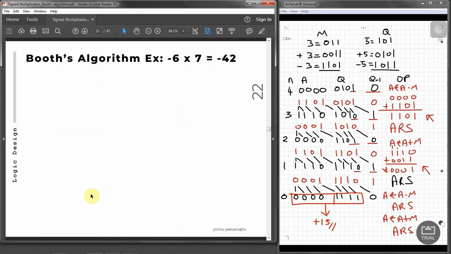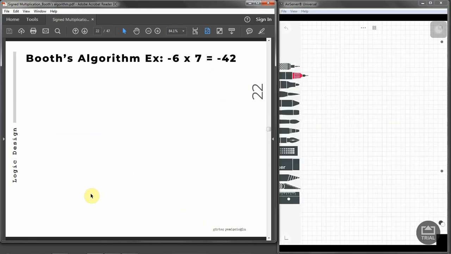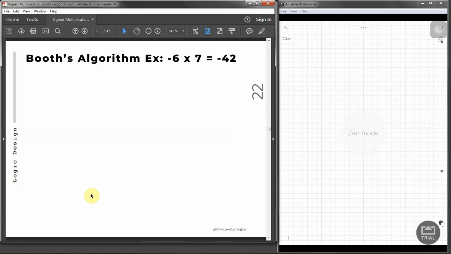Now, the next example is minus 6 times 7. Now, if you perform minus 6 times 7 with an ordinary multiplication, binary multiplication that we have done in the first chapter, you are not going to get minus 42. So, I don't suggest you to do that, but if you want, you can try it to see that you're not going to get the right number. Now, let's consider 6 first.